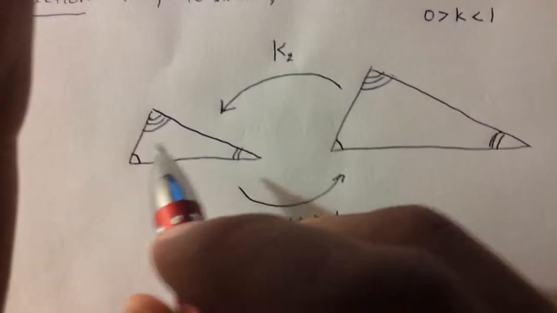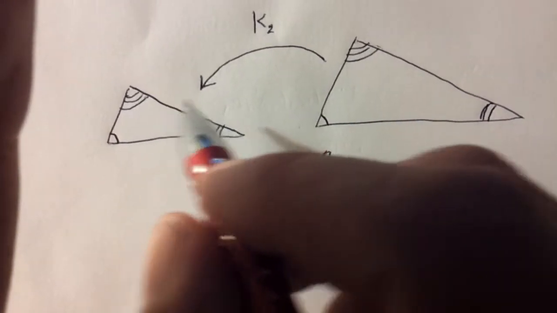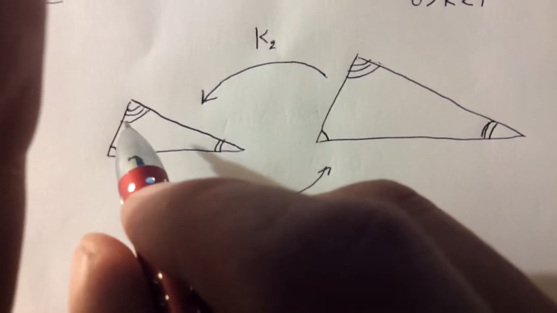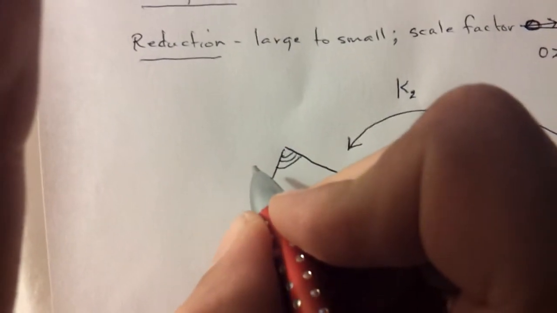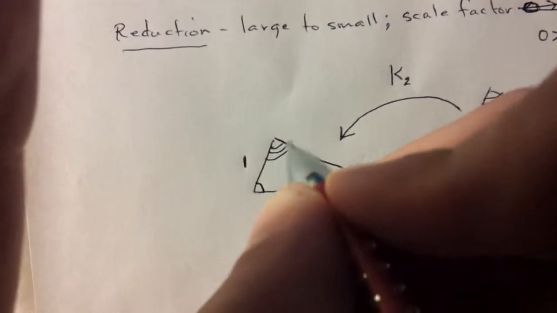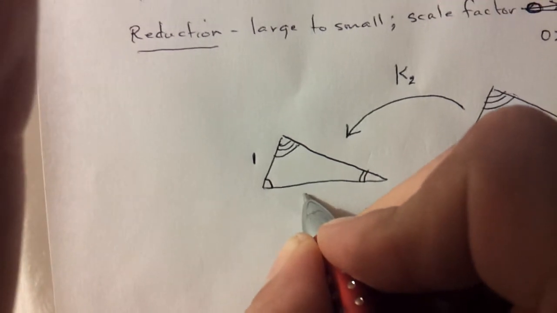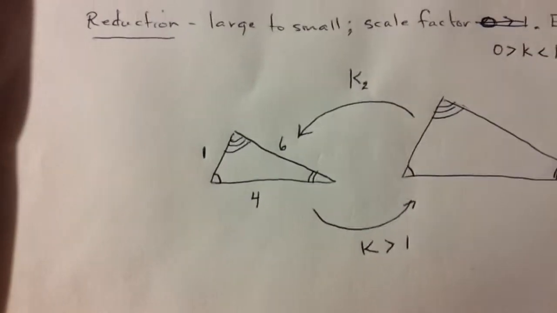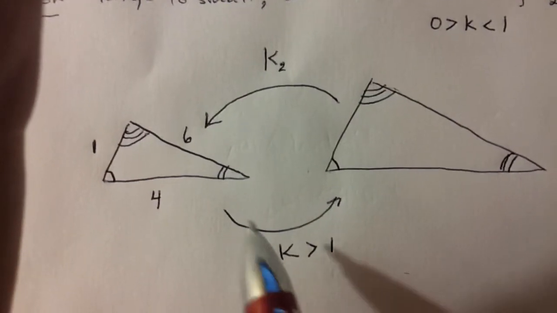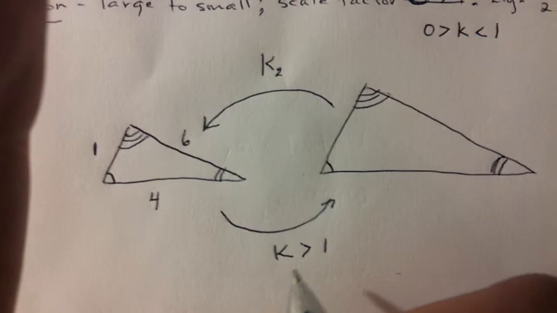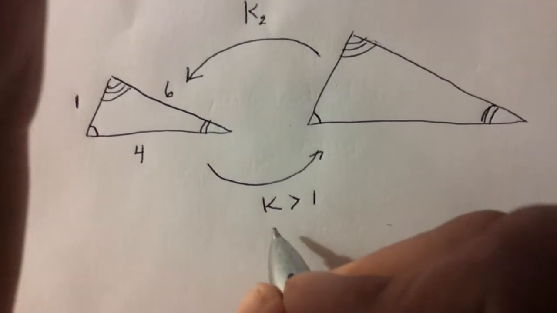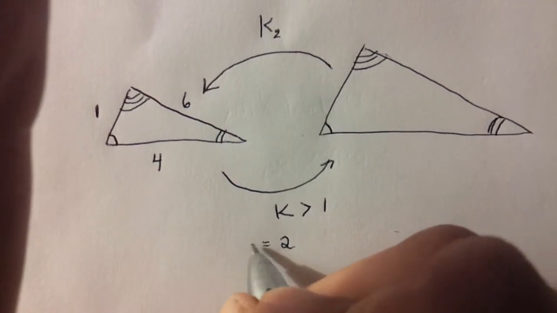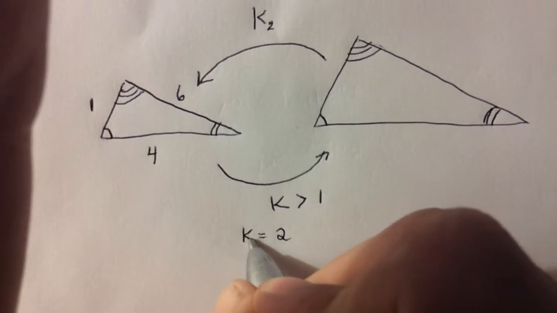Now the sides are going to be proportional, and that proportion can be shown related by the scale factor k. So let's imagine some numbers right here. Let's say that that's 1, 4, and 6. And let's say that this one is going to be twice as large. So the scale factor here is 2.